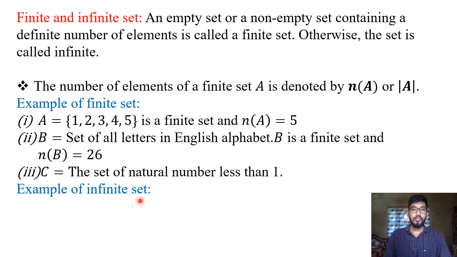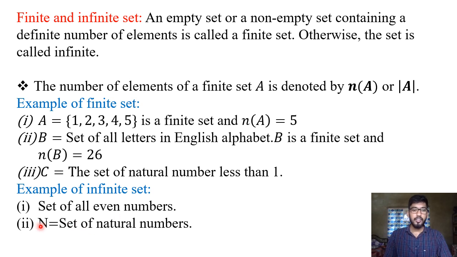Next, examples of infinite sets. The set of all even numbers: there are infinitely many even numbers, so this is an infinite set. Next, the set of natural numbers: 1, 2, 3, 4, and so on, going on forever, so this is an infinite set. Next, the set of all points in a plane. Suppose you take the xy plane. There are infinitely many points in the plane, so this is also an infinite set.